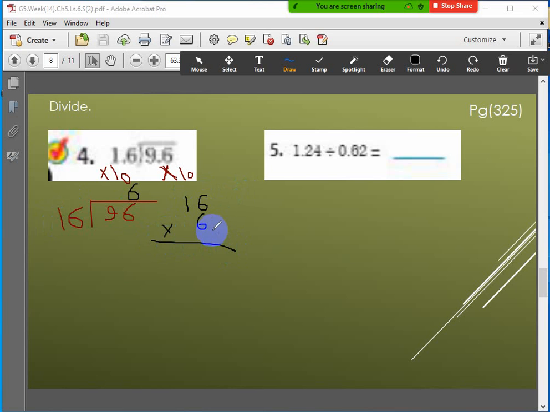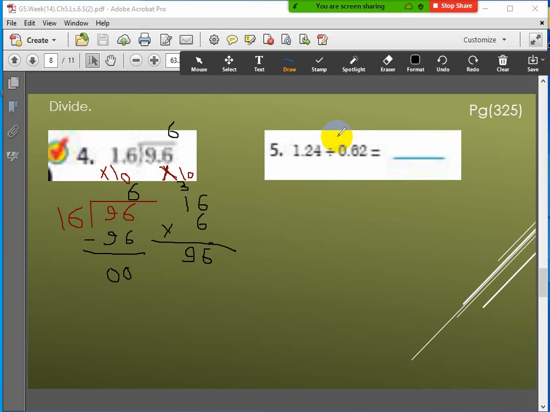Now 6 times 6 equals 36. So I will put 6 here and 3 above the tens. 6 times 1 equals 6 plus 3 equals 9. So the same number. If you subtract, the remainder will be 0. Okay? So the quotient for this division is 6. Okay, girls? Now, let's move to number 5.